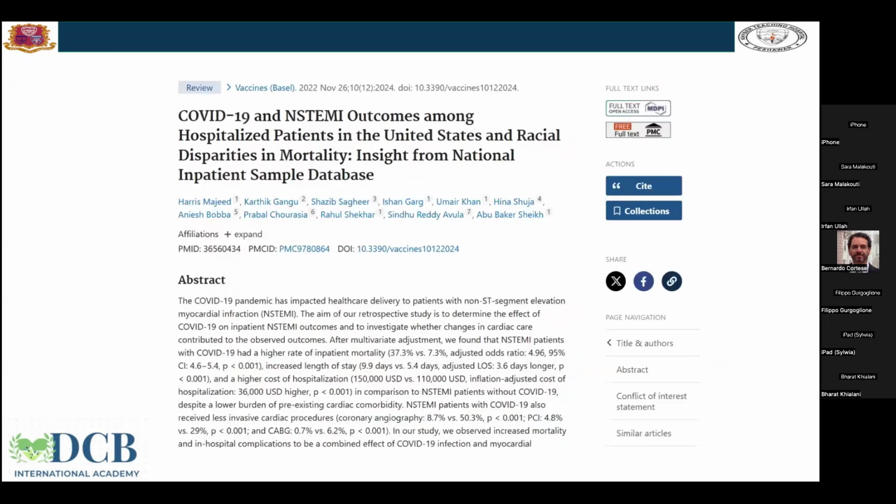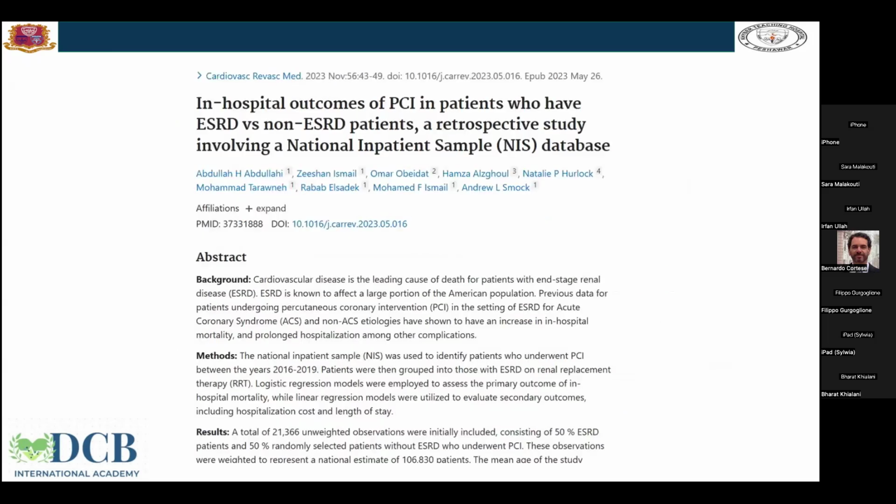This is one study, COVID-19 and STEMI outcome among hospitalized patients in the United States, looking at disparity and mortality. This is taken from the National Inpatient Sample database, and this article has been written. Another paper is on in-hospital outcome of PCI. So it shows in-hospital outcomes when someone wants to explore this database.